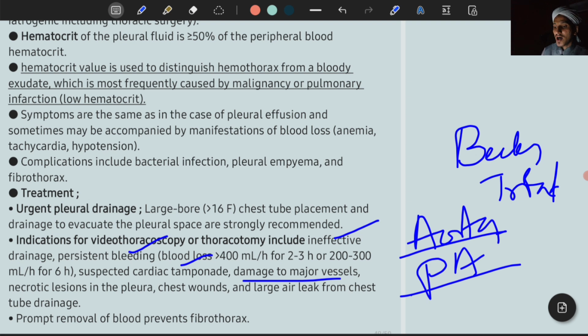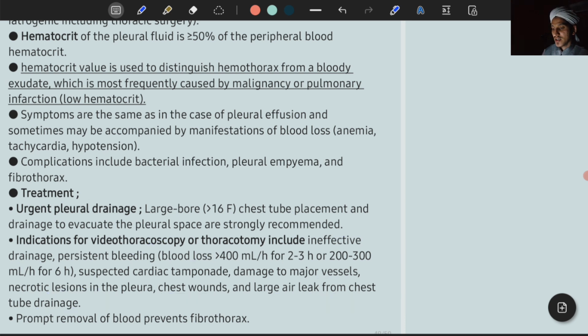Necrotic lesions in the pleura, chest wounds, large air leak from the chest tube drainage. These are the indications for video thoracoscopy or thoracotomy. You should remember this: ineffective drainage, persistent bleeding, damage to major vessels, chest wounds, suspected cardiac tamponade, large air leak. Prompt removal of blood prevents fibrothorax.